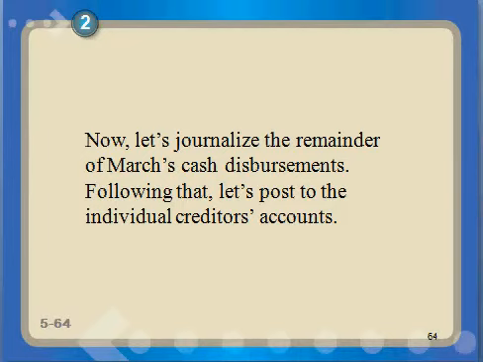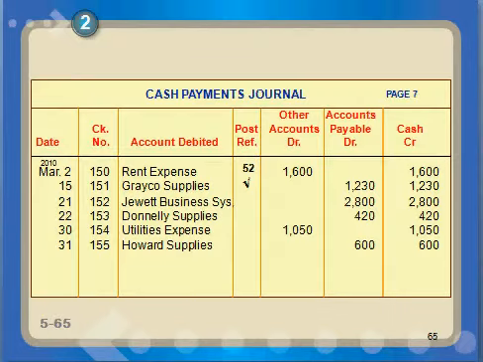Now what we're going to do is just show how we journalize the remainder of those cash disbursements. So we've got those in our journal, and then they're posted to the subsidiary ledgers. The check marks are for the subsidiary accounts payable ledgers, and then the other accounts are posted on the day that it takes place.